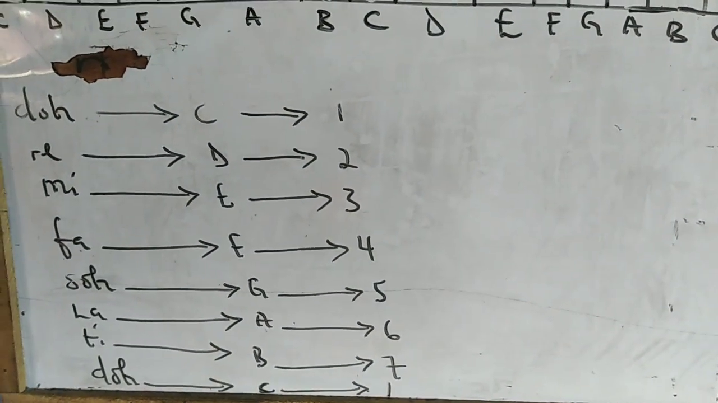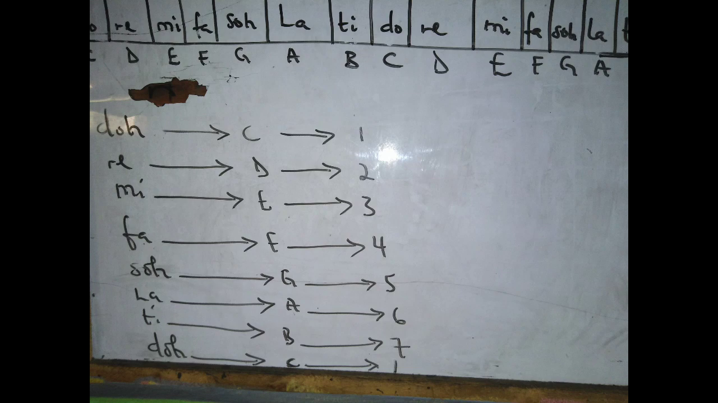Alright, in terms of number nomenclature, you can refer to C as 1 or do as 1, re as 2 on the key of C, mi as 3, and fa as 4. We could proceed to say sol is 5, la is 6, si is 7. There is nothing like 8, and then back to do, which is 1 again.